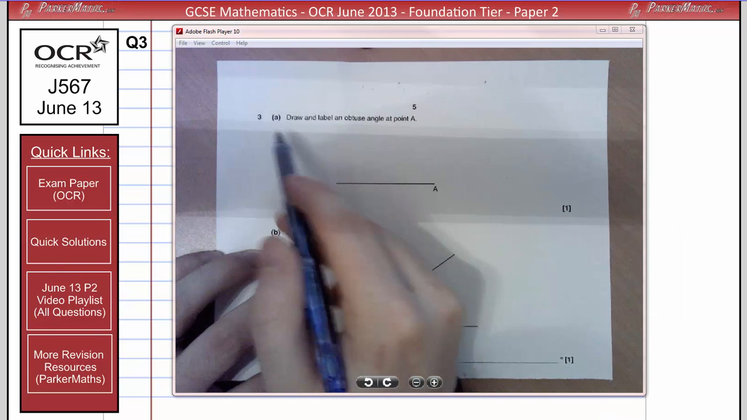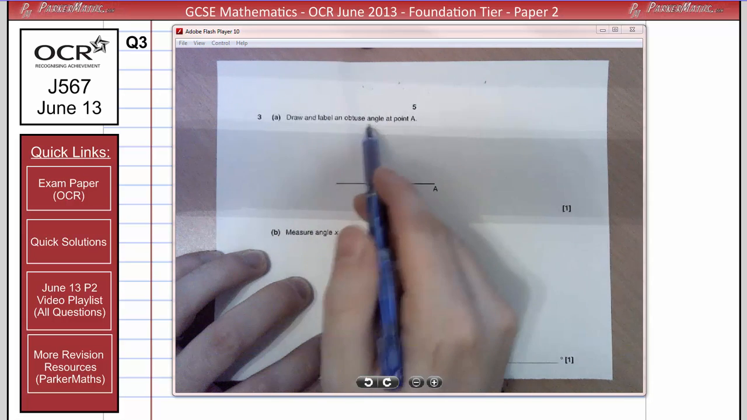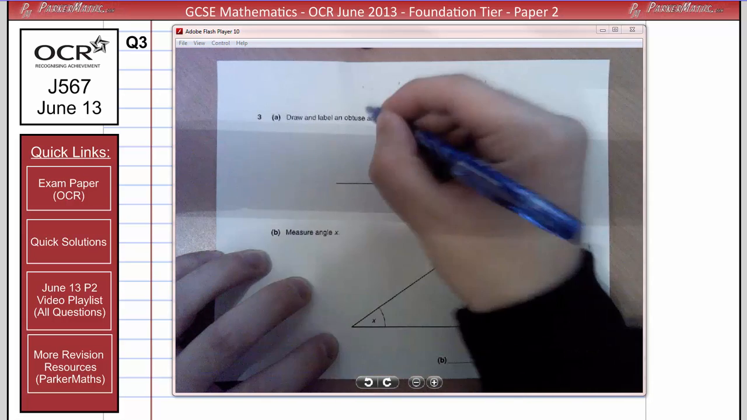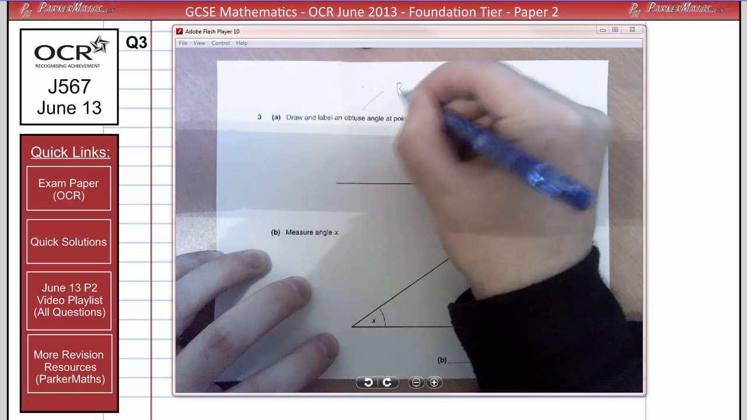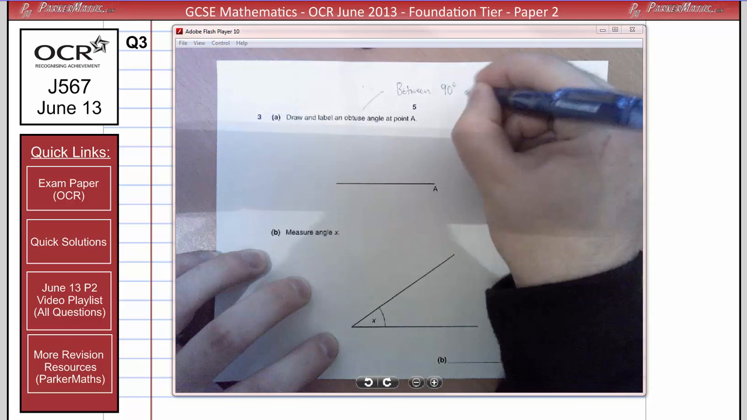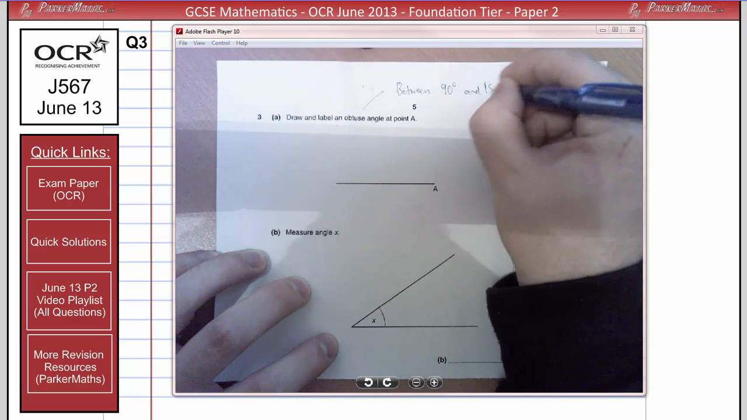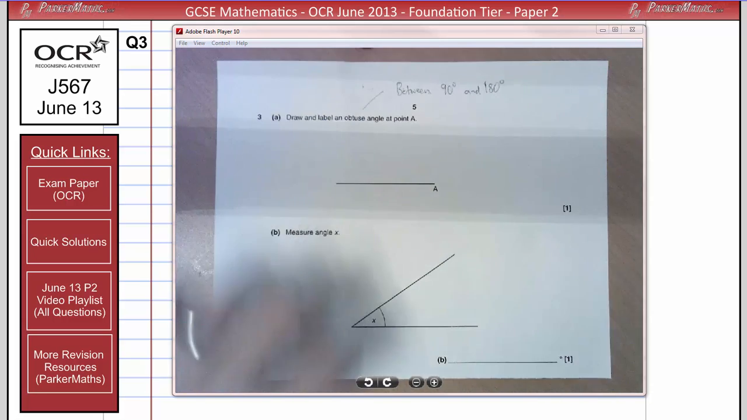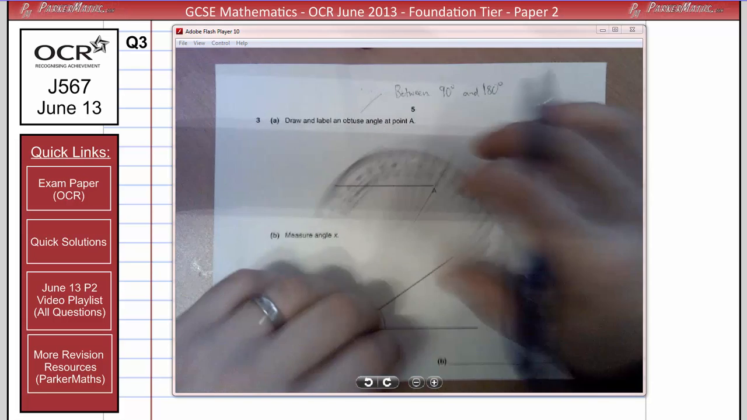In question 3 part A, we need to draw and label an obtuse angle at point A. Well, an obtuse angle means that it's between 90 degrees and 180 degrees. So we've got quite a bit of flexibility with how we draw this angle, as long as it's between 90 and 180.